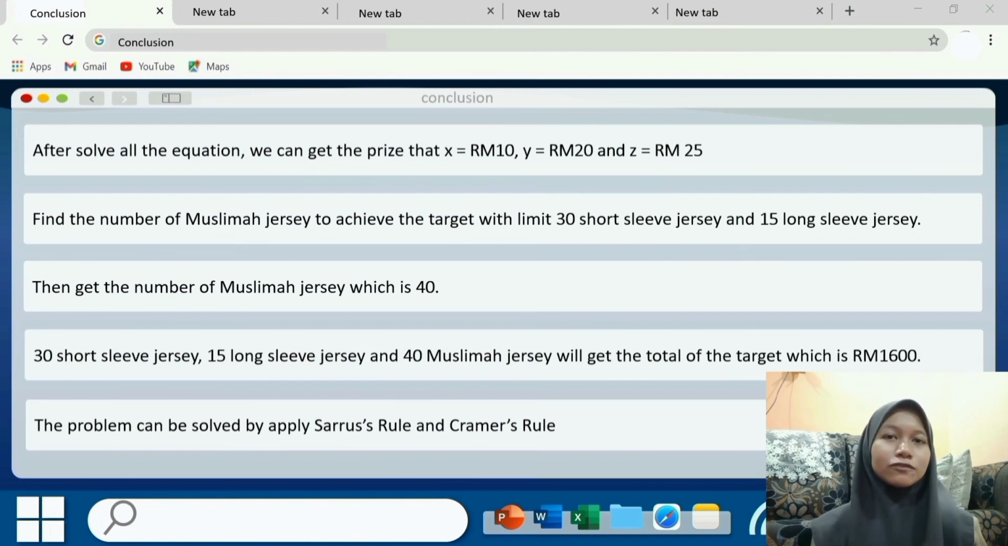We also find the number of Muslimah jerseys to achieve the target with the limit of 30 short sleeve jerseys and 50 long sleeve jerseys. Then we get the number of Muslimah jerseys, which is 40. 30 short sleeve jerseys, 50 long sleeve jerseys, and 40 Muslimah jerseys, we will get the total of the target, which is 1,600 ringgit. The problem can be solved by applying Sarrus' rule and Cramer's rule.